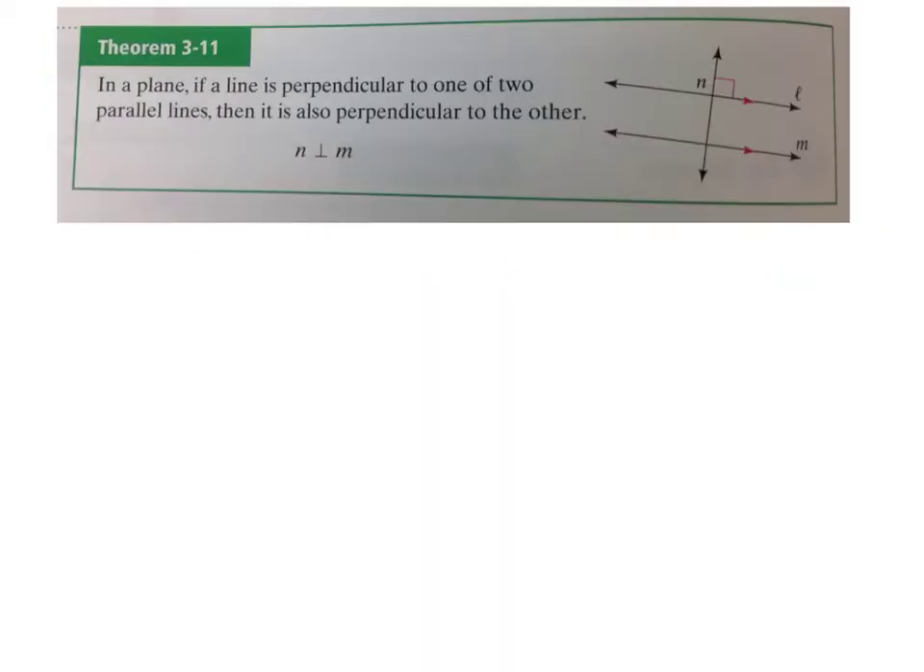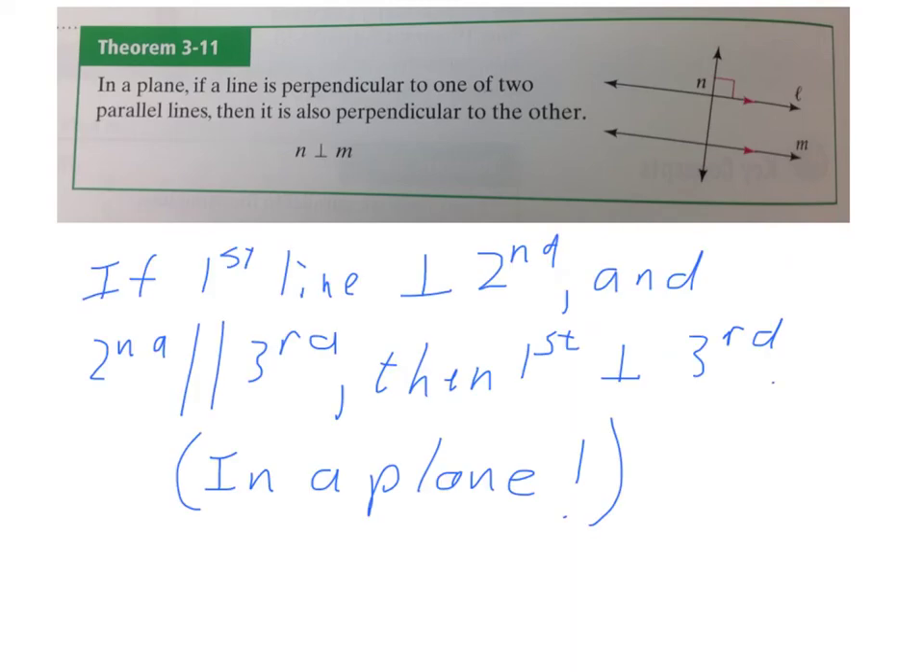Our last theorem in this lesson states that, again, all three lines have to be in the same plane. And if a line is perpendicular to one of two parallel lines, then it has to be perpendicular to the other. So if we look at the figure, since N is perpendicular to L, and L and M are parallel, then N is perpendicular to M. Stated another way, you could say if the first line is perpendicular to the second, and the second and third are parallel, then the first is perpendicular to the third.